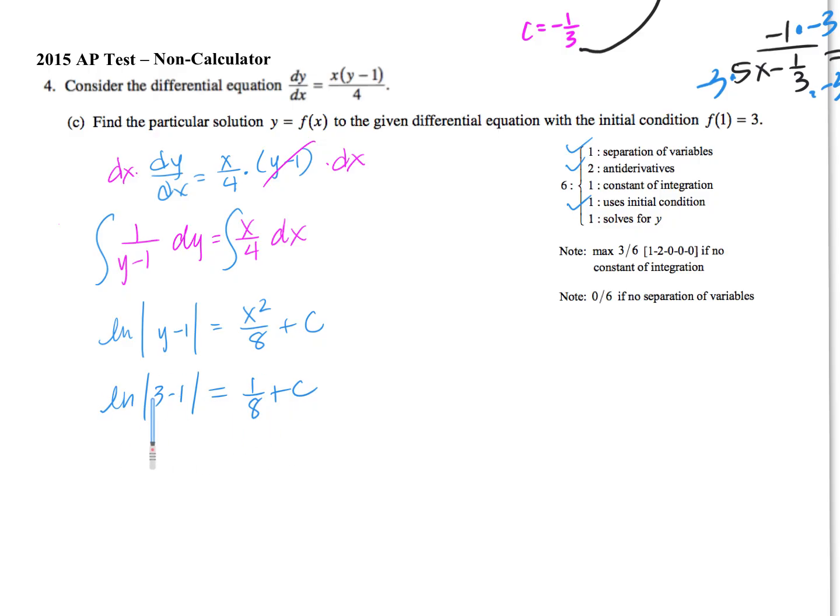This is why we were allowed to get rid of those bars yesterday. What's 3 minus 1? What's the absolute value of 2? They're going to give you things that are just positive anyway. Okay, that's why we get to get rid of our bars. To get my constant, I'm just going to subtract that 1/8, and it's just going to be ln of 2 minus 1/8. We have no idea what that value is, and it doesn't matter.